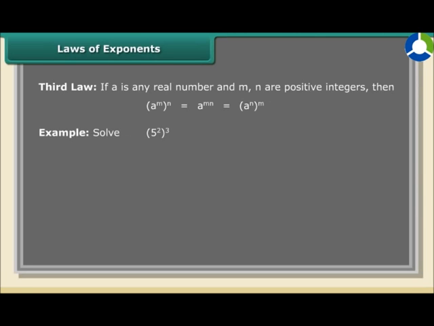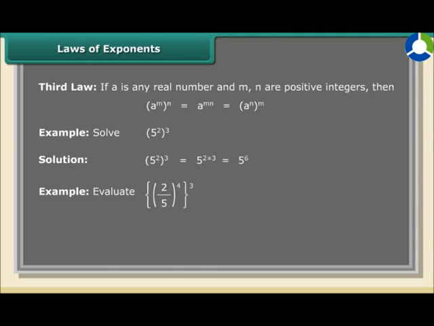Example. Solve (5^2)^3. Solution. (5^2)^3 is equal to 5^(2 into 3), which is equal to 5^6.